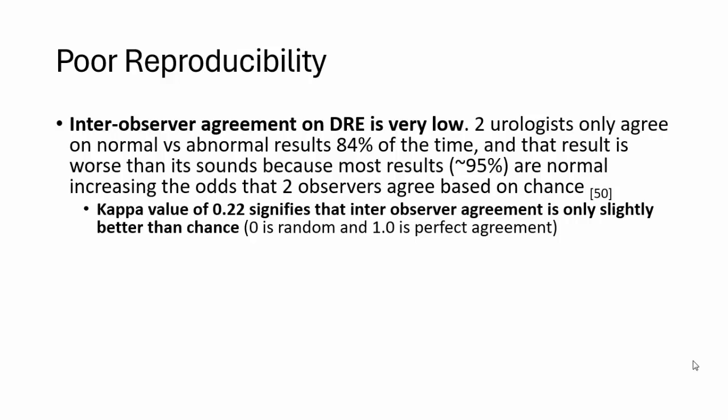The way we evaluate the reproducibility in this type of setting is the kappa value, where a kappa value of 0 means the two urologists have totally random results that are not agreeing, and a score of 1.0 would be perfect agreement between the two urologists. And in this case, the kappa value is 0.22, meaning that the inter-observer agreement is only slightly better than chance.